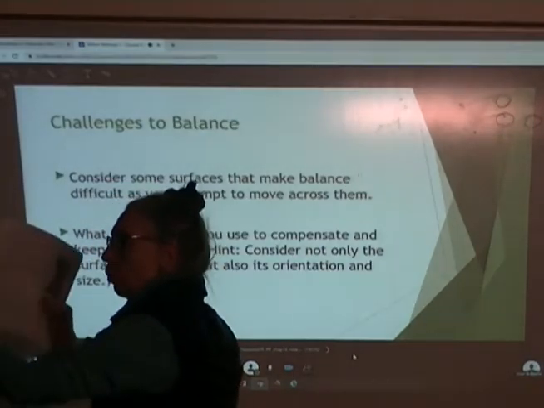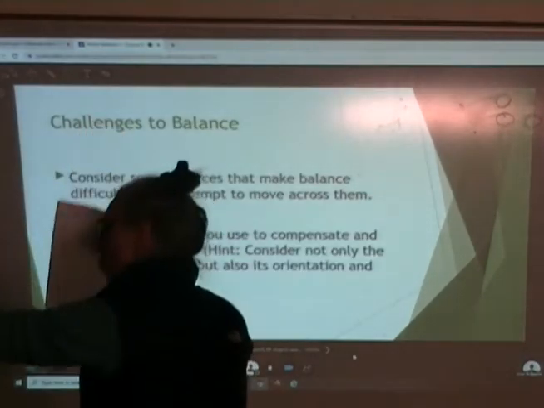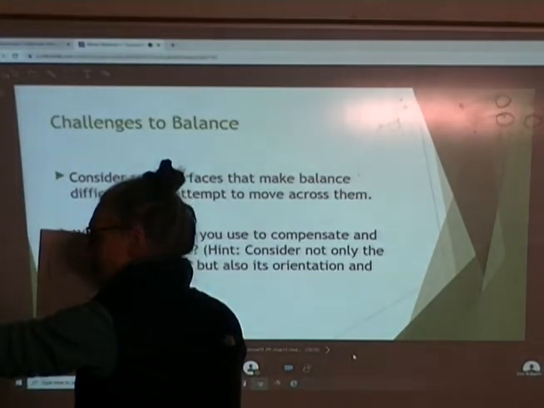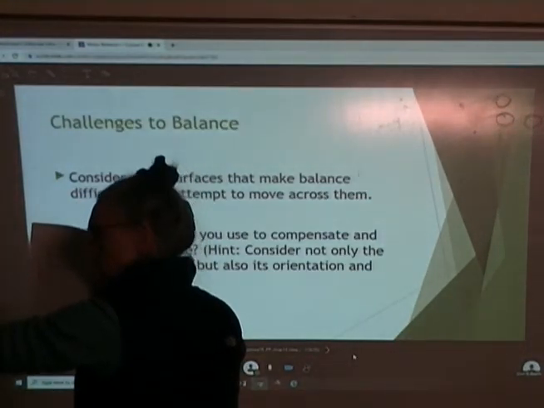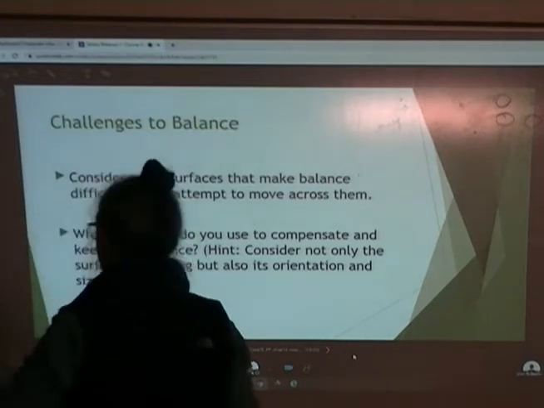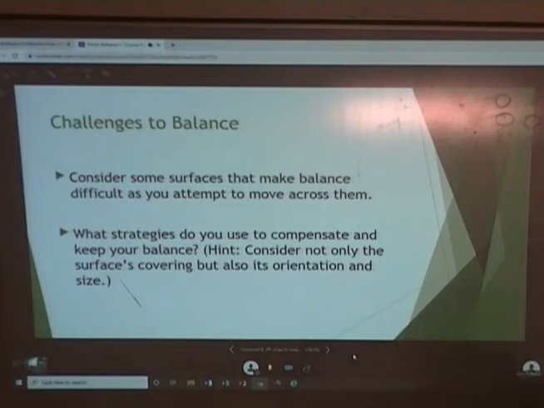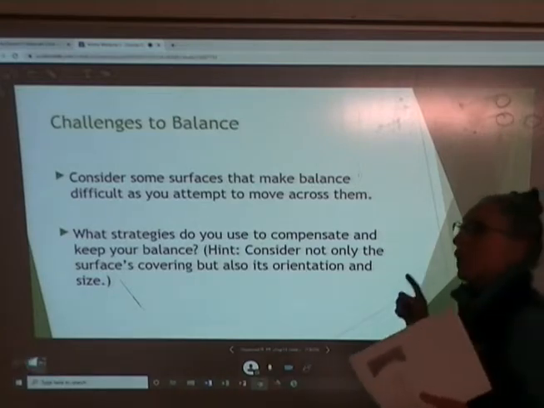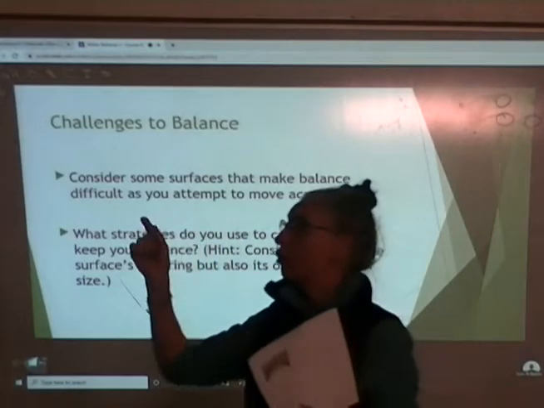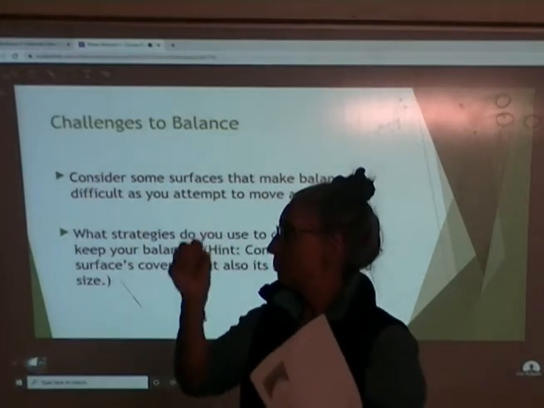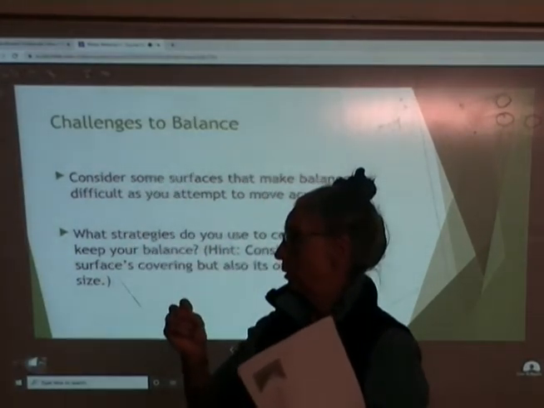That's why we like our walking poles, because if I use my walking poles, I immediately increase my base of support and I'm less likely to fall, right? Okay. And then, what strategies do you use? And the strategies are unconsciously tightly tied to some of those principles that we learned in chapter 3.